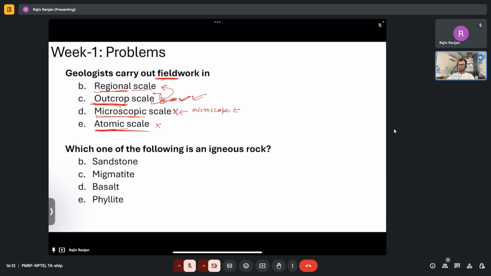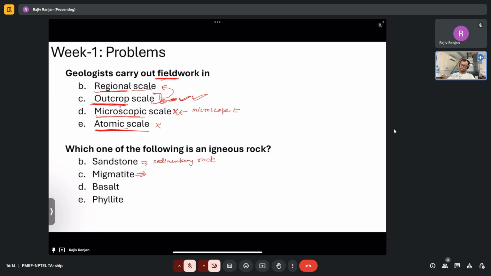Okay, we'll move to the next question. Which one of the following is an igneous rock? Sandstone, migmatite, basalt, or phyllite. What do you think? Once again we'll start one by one, seeing all the options. Sandstone, we know what it is. It is a sedimentary rock formed by the lithification of sand particles.